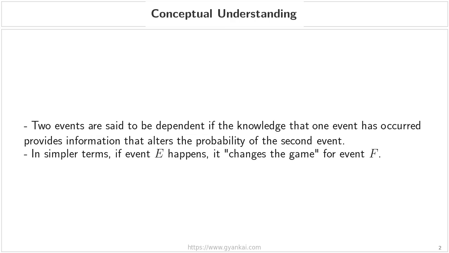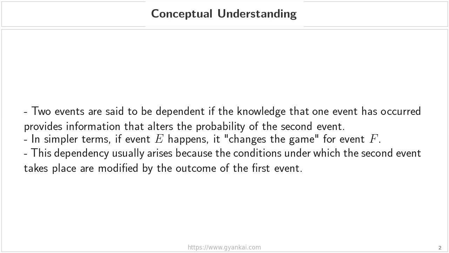To put this in much simpler terms, you can think of it as the first event changing the game for the second event. If event E occurs, the rules or the landscape for event F are no longer the same as they were before. This dependency usually happens because the conditions for the second event are physically or mathematically modified by the outcome of the first. As we are going to see in the next few slides, especially when we look at the mathematical definitions and the marble example, the first event actually alters the underlying setup, which is why the probabilities shift.